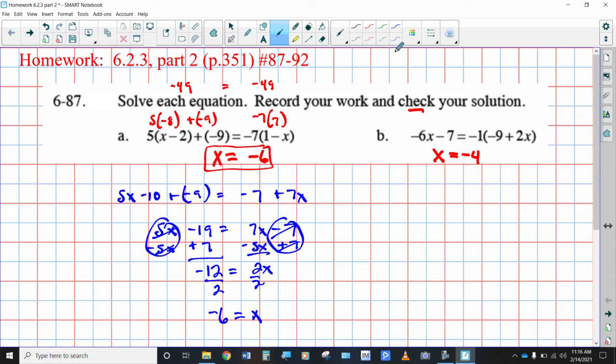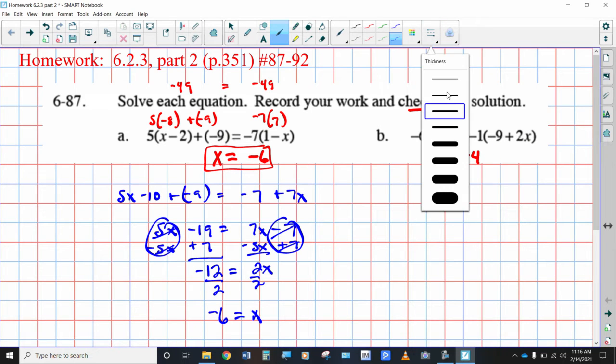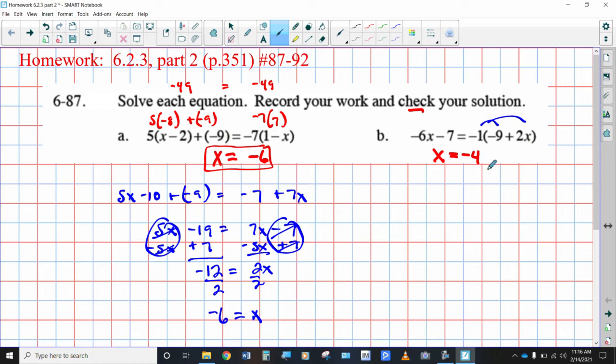On the right-hand side here, let's go ahead and do distributive property. So this is going to become 9 plus a negative 2x, right? Because negative 1 times negative 9 is positive 9. Negative 1 times 2x is negative 2x. And on the left side, nothing gets simplified. That's already in simplest form.